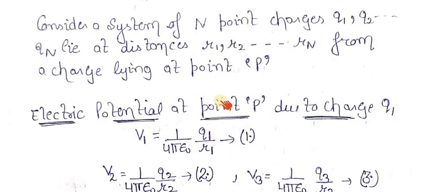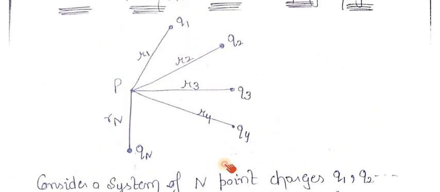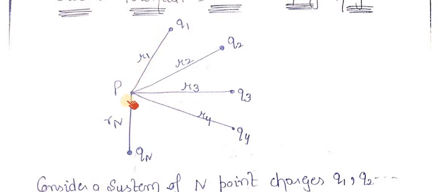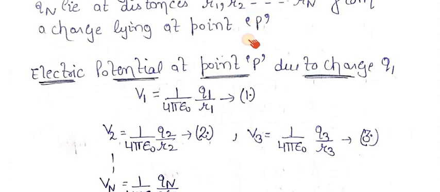As you see in the diagram, R1 is the distance between point P, where we have to find the potential, and Q1, the charge due to which we have to find the potential. That means the distance between Q1 and point P is R1. The distance between Q2 and point P is R2. That means as we move from one charge to another charge, the distance will also vary. So that's why I have changed it here to Q2 divided by R2.